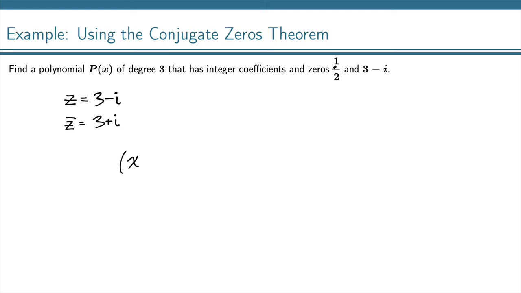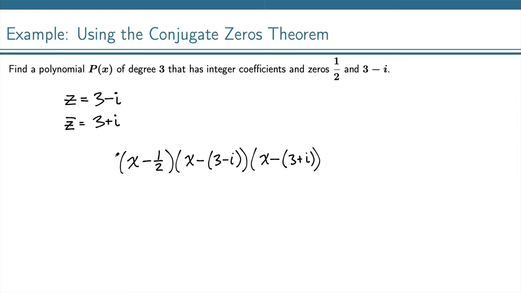We have x minus 1/2, and then we have x minus 3 minus i, and x minus 3 plus i. And this is a factored form of a polynomial that has those zeros. However, it does have this 1/2 in there, and I don't really like that because I want integer coefficients.